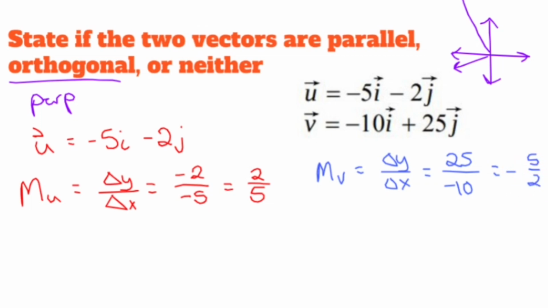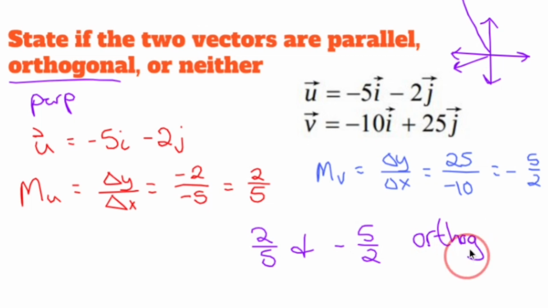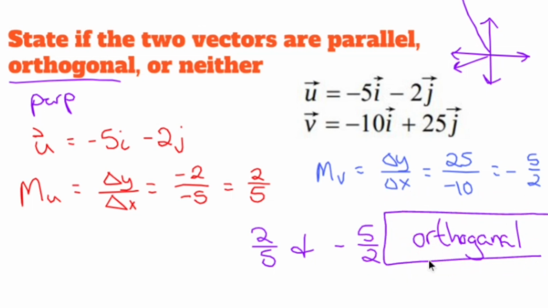So when you look at the two slopes, 2 over 5 and negative 5 over 2, they're negative reciprocals of each other. Flip them, make one of them positive, make the other one negative. They're negative reciprocals, which tells me that these two lines are perpendicular, or in vector terms, orthogonal. Not to be confused with orthodontist, who fixes your teeth.